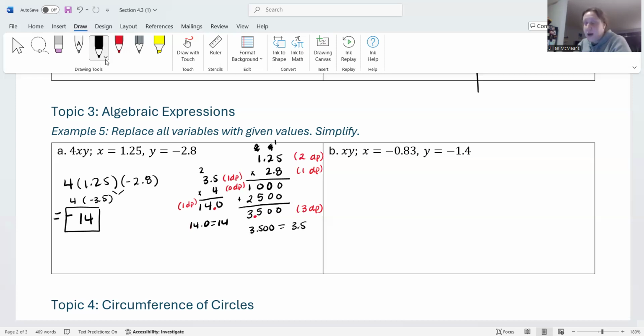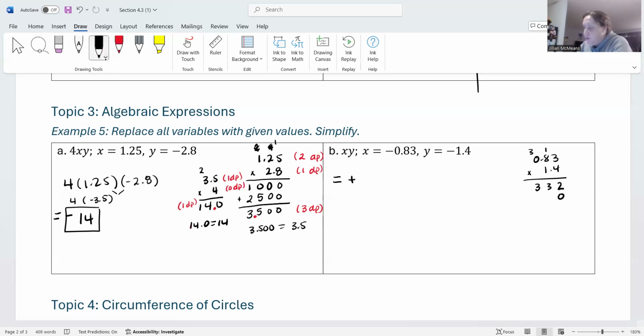We have just x times y, and we're told that x is negative 0.83 and y is negative 1.4. So I know when I multiply two negatives, my final answer is going to be something positive. Okay? So I've got 0.83 times 1.4. We've already dealt with the sign, so we can just use positive numbers over here for our side work. I need to start by multiplying by 4. So 4 times 3 is 12, so I keep a 2, carry a 1. 4 times 8 is 32, plus the 1 that I carry is 33, so I'm going to keep a 3, carry a 3. And then 4 times 0 is 0, plus 3 is just 3.